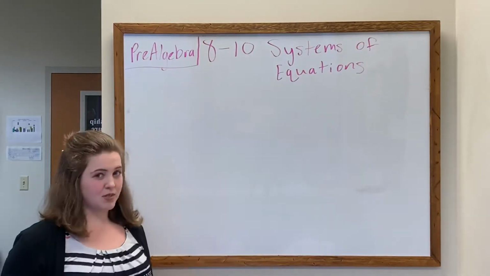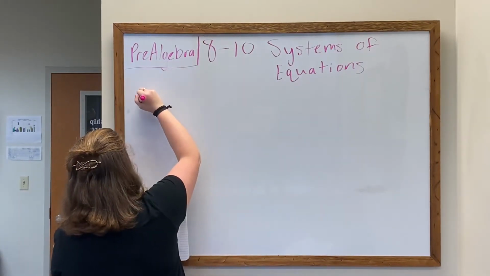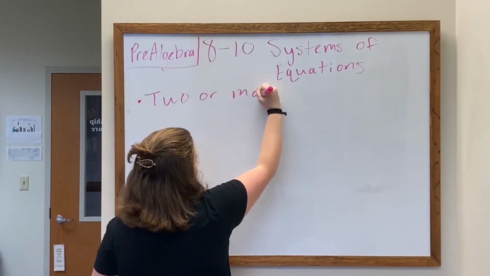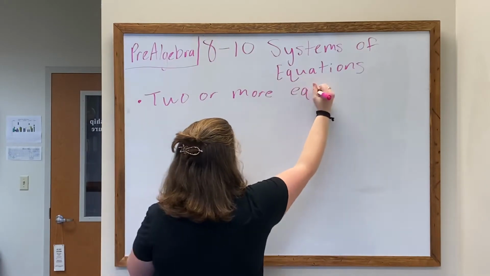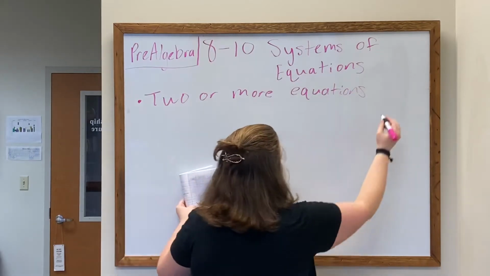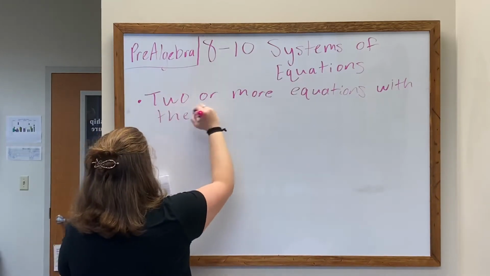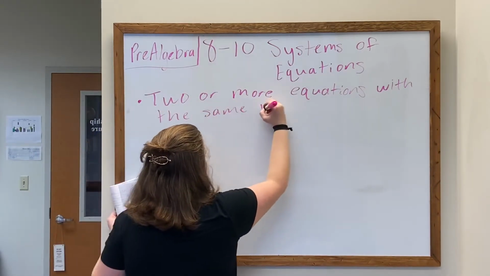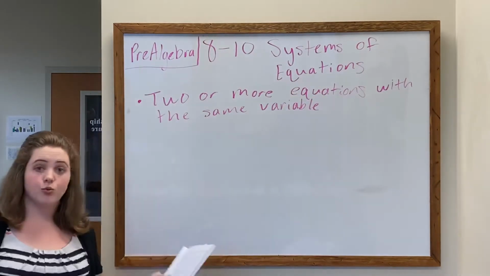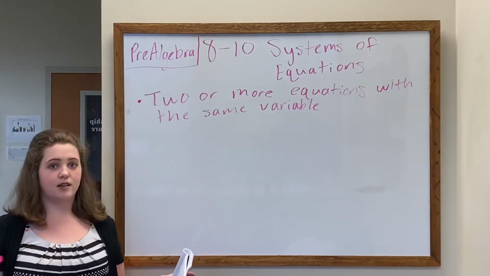Today we're doing systems of equations, and a system of equations is when we have two or more equations with the same variable. Now what this means is, if I was to graph these two equations, then I would have two lines on my graph.